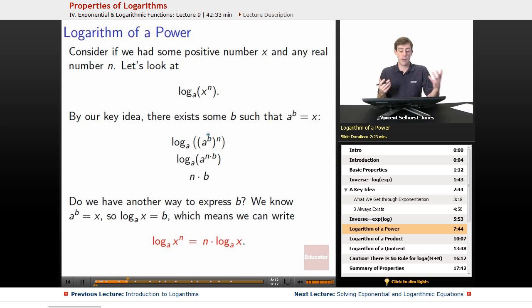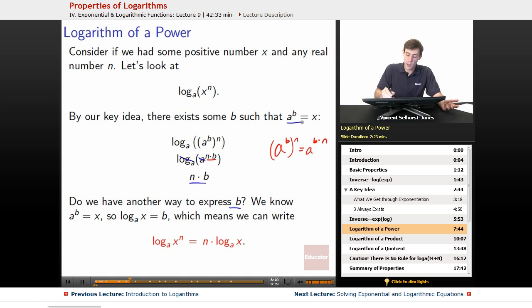From our rules about exponents, we know that a to the b to the n is the same thing as just a to the b times n. So now we've got b times n, or we could write it as n times b. Log a of a to the n times b becomes canceled out because we've got inverses there, since they're the same base, and we're left with n times b. Now, do we have another way to express b?